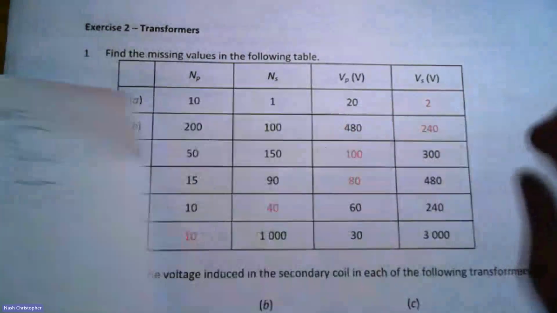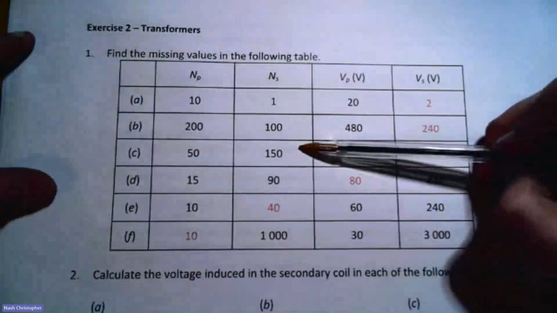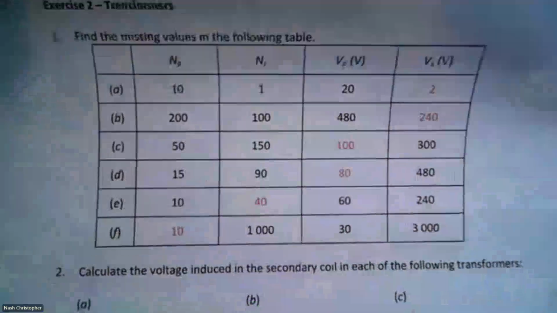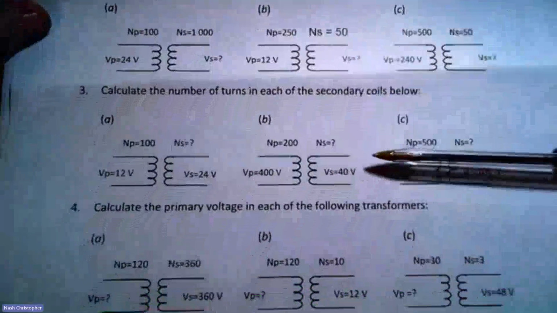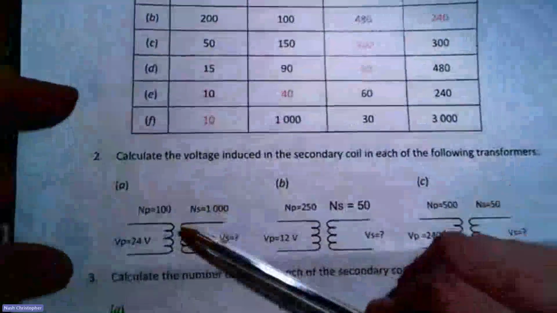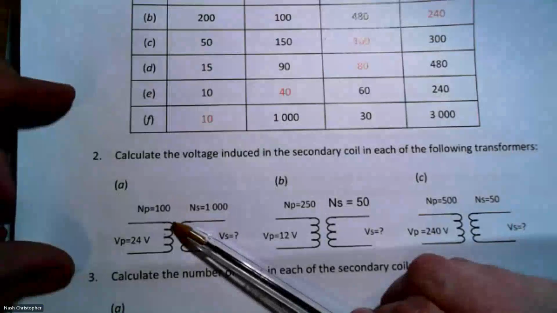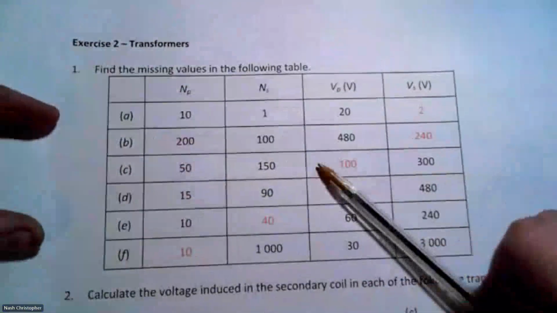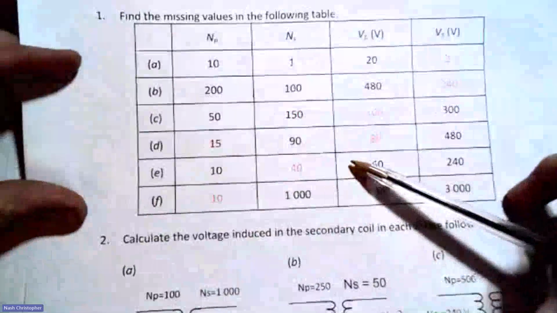Just one thing to point out. The questions in exercise 1 are asking the same as in 2, 3, 4, and 5. It's just in these ones, they are a visual, whereas question 1, they're in a table form.